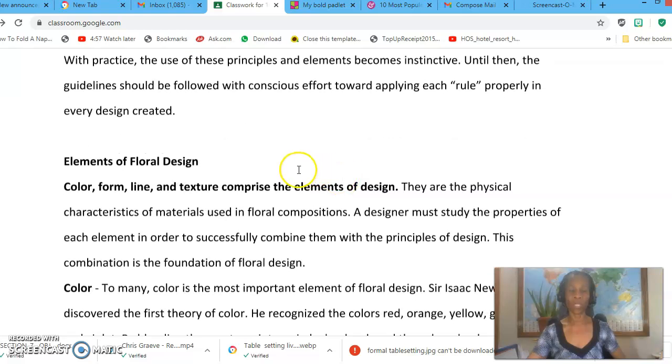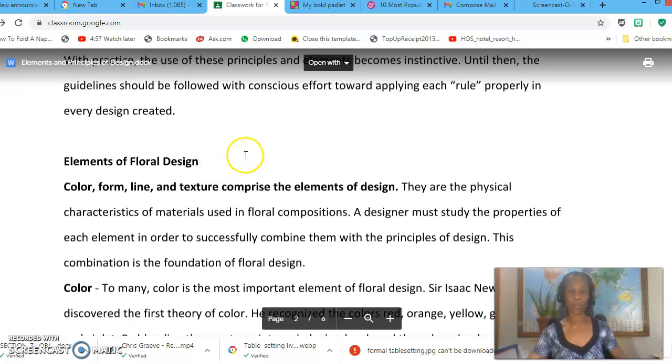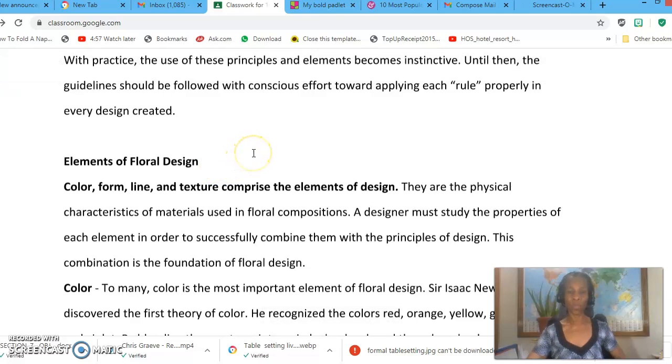Now we are going to be looking at the elements. What are the elements? We say the elements are what make the principles achievable. They make balance and rhythm and proportion, which are the principles. The elements now are color, line, form, and texture. Some books give some others, right? But I'm going to be explaining these in this lesson.